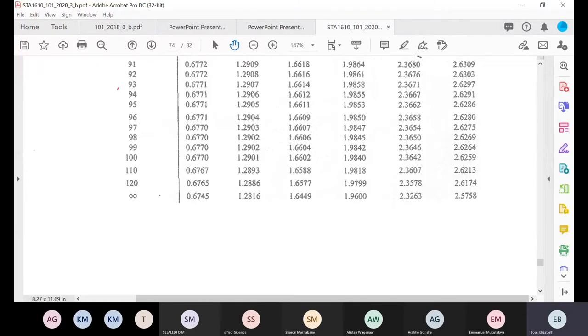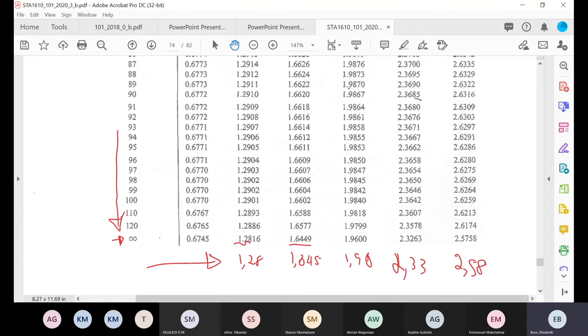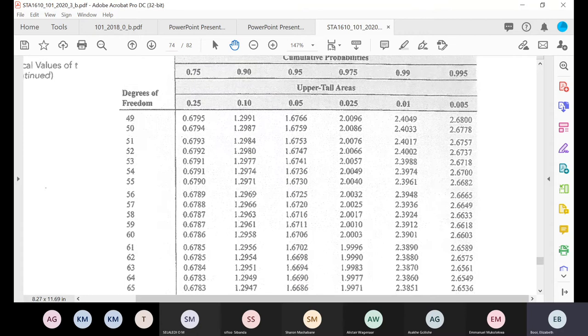And remember when I said that when the values of n increase, especially the degrees of freedom, you will notice that the t values become normally distributed. So this is the same as 1.28, this is 1.645, this is 1.96, this is 2.33, and this will be 2.58, and these are your normal distribution critical values. As you can see, the first one is 10%.